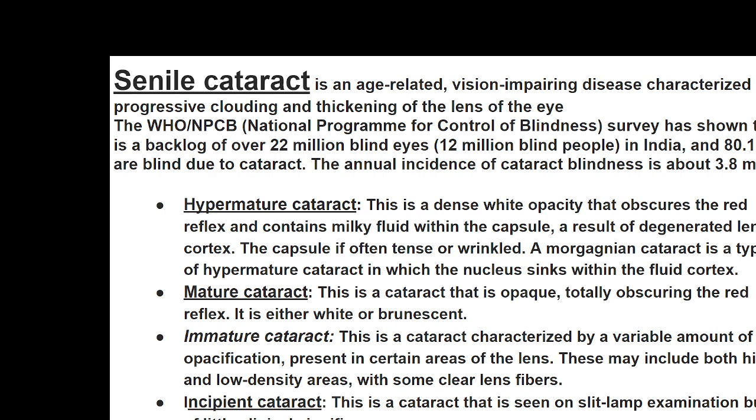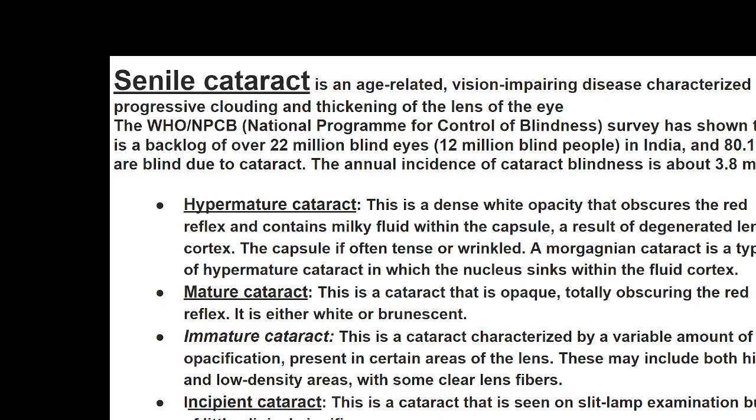Then hypermature cataract is a white opacity, absolutely bright opacity, and there, if you put in a red light, the red light would not be reflected. And if you open the lens and see, it has a milky white substance in the capsule. After surgery, if you see the lens, it will be milky, having milky white substances.